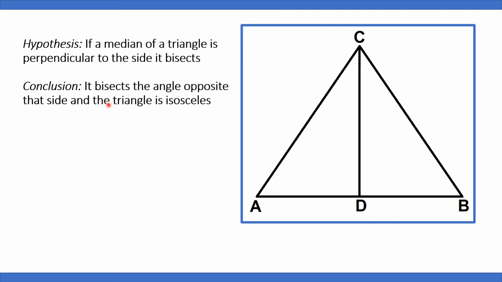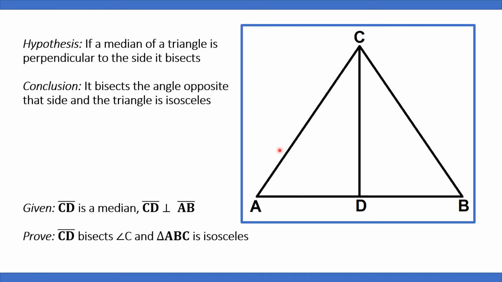In the conclusion, it says that the median bisects the angle opposite that side. So meaning CD bisects angle C. And that the triangle is isosceles. Meaning, we need to prove also that AC and BC are congruent so that this triangle ACB is isosceles.